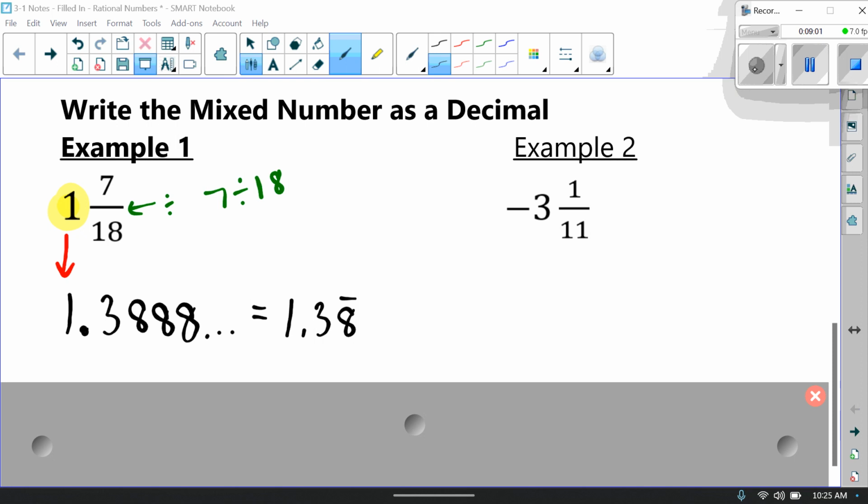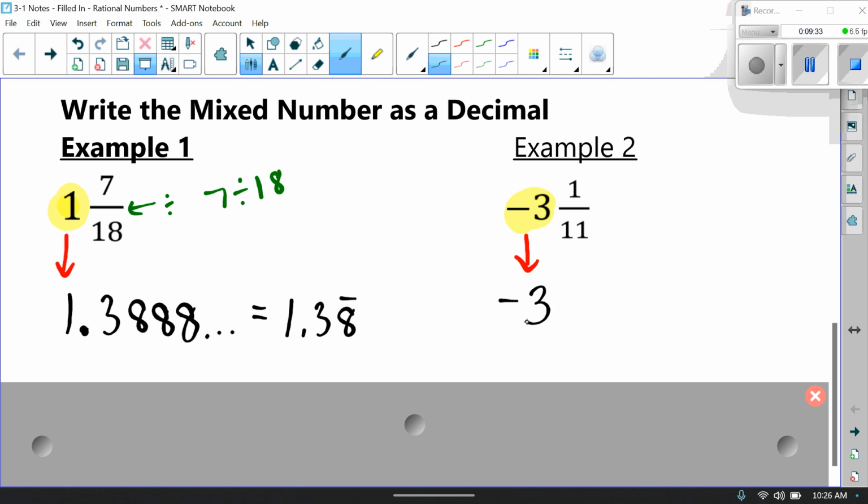For example 2, we have -3 and 1/11. Now, when we're doing negatives, it's no different. We have an integer part, right? We have an integer part, and that integer part is -3. Okay? So we're just going to bring that down. So go ahead and bring that down. So that -3 comes down.